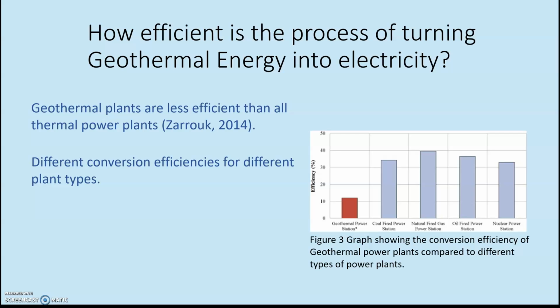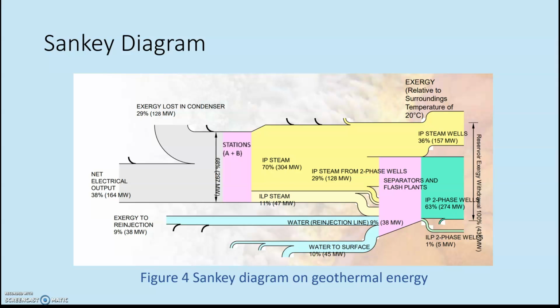An average conversion efficiency of 12% from geothermal energy plants was concluded from a worldwide review of published data. The highest conversion efficiency that was reported was at the Darjat binary geothermal power plant. Here is a Sankey diagram that I have found online.